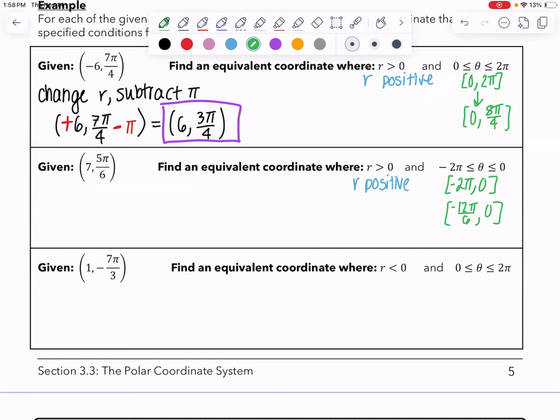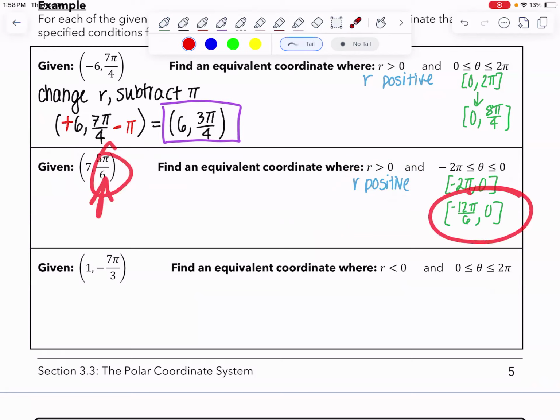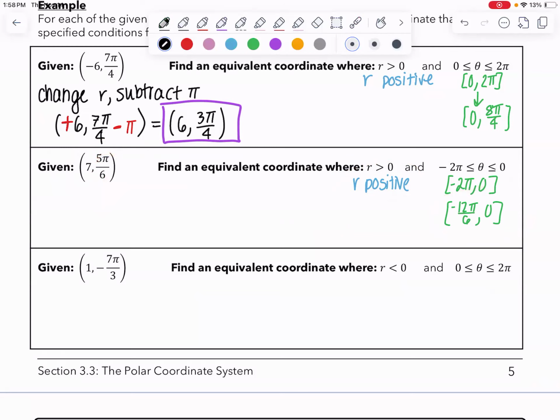R is already positive, so the only choice we have here is to add or subtract 2 pi, because we don't want R to be negative, we want it to be positive. If I add 2 pi to an already positive number, I'm not going to become negative. So clearly the option here is to leave R alone and then subtract 2 pi. Minus 2 pi.